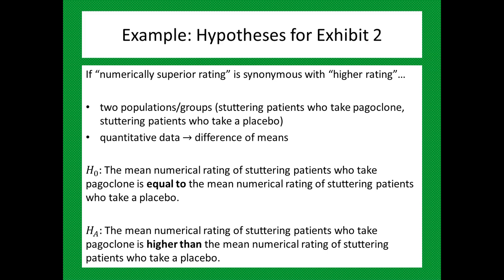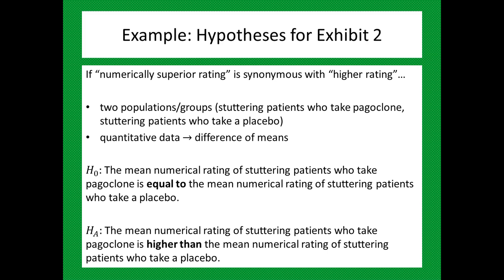It's comparing two groups. If you look at what's there on page 266, two groups or two populations. We have stuttering patients who take Pagaclone, stuttering patients who take placebo. Then the type of number that's being compared would be a mean because we have quantitative data. It'll be a difference of means, not a difference of proportions. That may not be the way that it works in Exhibit 1. With writing out the hypotheses, the other things that we're going to need would be the specification, which I suppose the specification here is the numerical rating. And then the equality in the null hypothesis and then the inequality in the alternative.